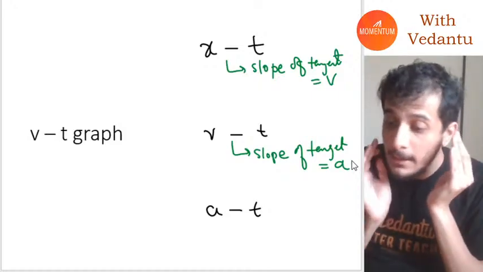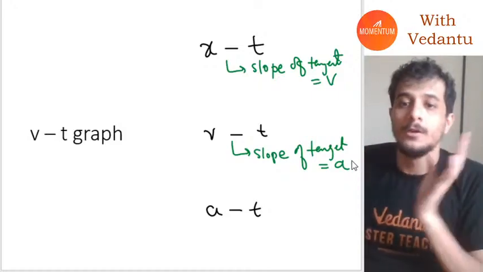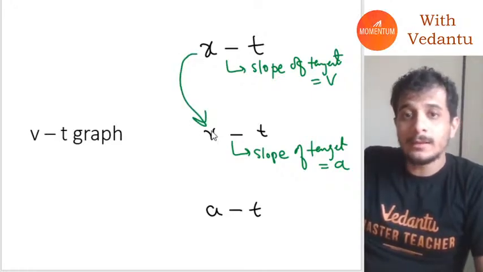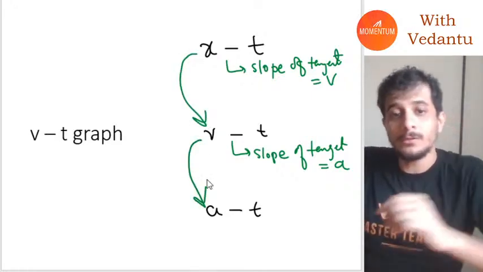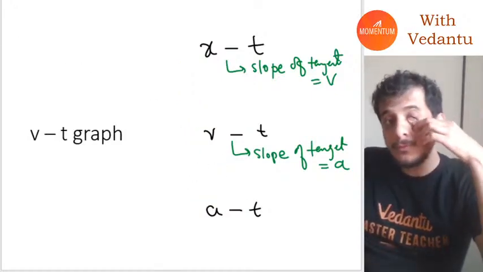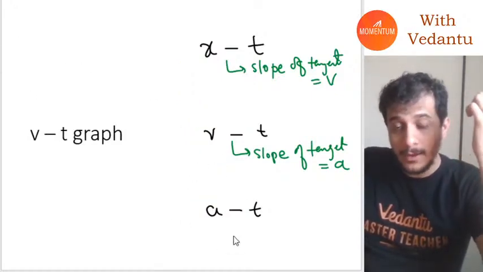You have to remember that. It always goes like this: you take the slope of the tangent, you get the next quantity. Similarly, you might be wondering, sir, what happens if we take the slope of the tangent in the case of an acceleration versus time graph?